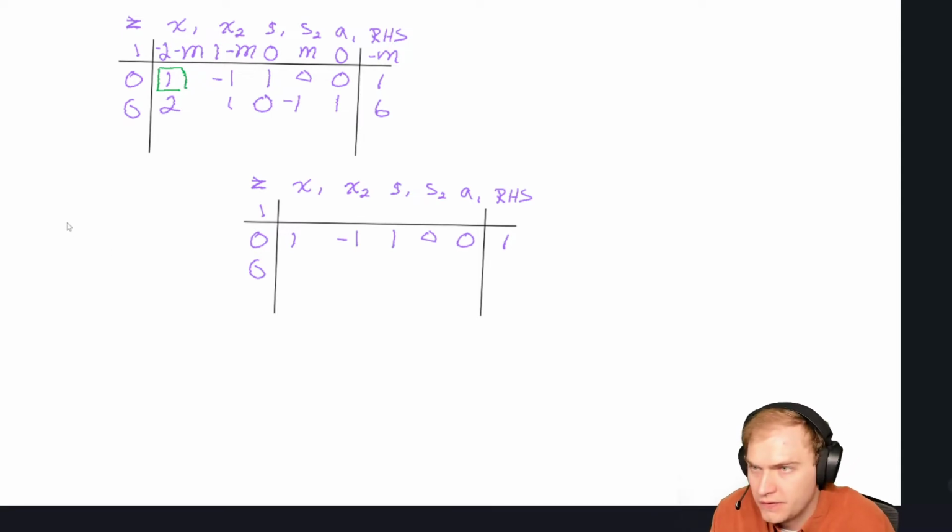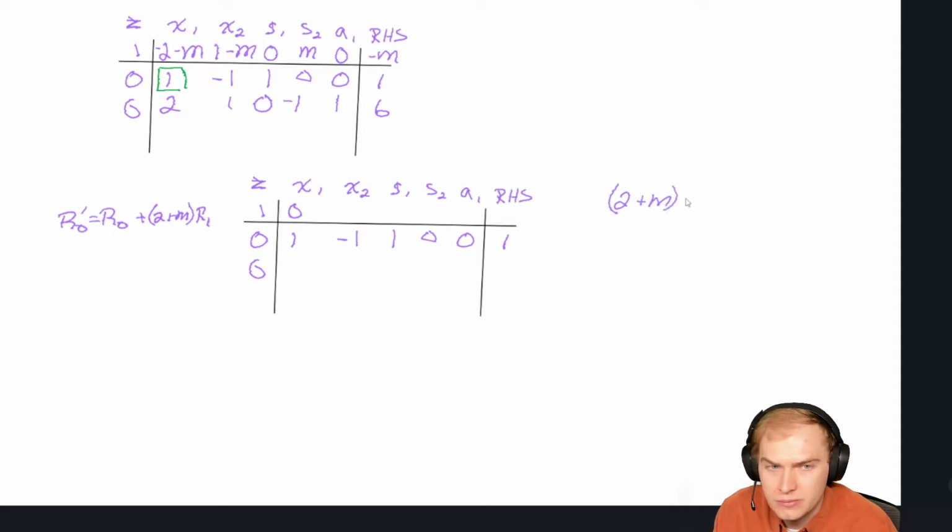So let's start with the objective row, I guess. R0 prime is R0 plus 2 plus M R1, which gives us 0 there. 2 plus M times negative 1 plus 1 minus M is 1 minus 2 minus M is negative 1 minus 2M.